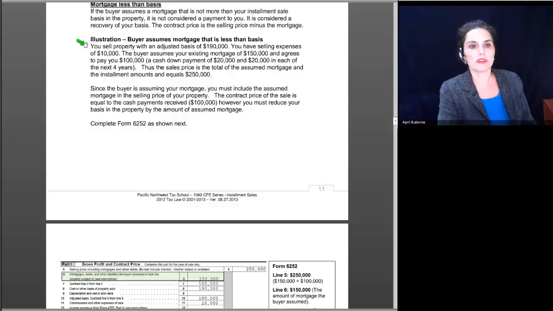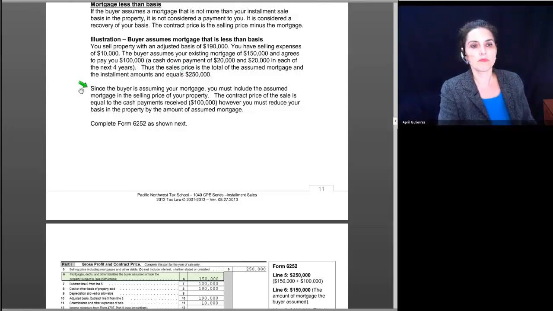You sell property with an adjusted basis of $190,000. You have selling expenses of $10,000. The buyer assumes your existing mortgage of $150,000 and agrees to pay you $100,000: a cash down payment of $20,000 and $20,000 in each of the next 4 years. Thus, the sales price is the total of the assumed mortgage plus the installment amounts and equals $250,000. So they're going to pay you $100,000 in cash plus they're assuming the $150,000 mortgage. That means that the sales price of the property is $250,000.